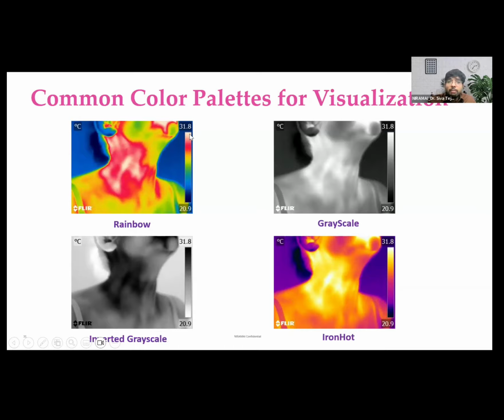Each of these color palettes has its own advantages. The rainbow color palette, which you are seeing, helps in understanding the focal temperature patterns. The grayscale and inverted grayscale patterns are very useful if we want to analyze the vascularity. You can see clearly the vascular structures in the neck region. Iron hot palette is not a standard medical palette, but it's a standard thermal imaging palette, which is typically used in industrial applications.